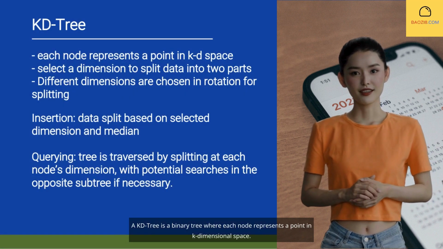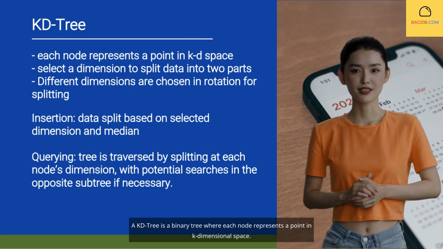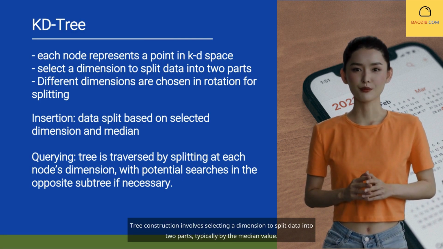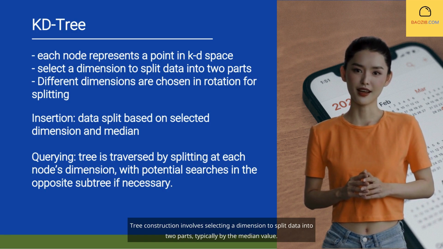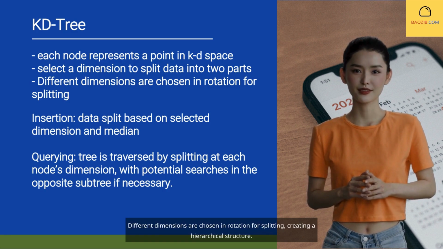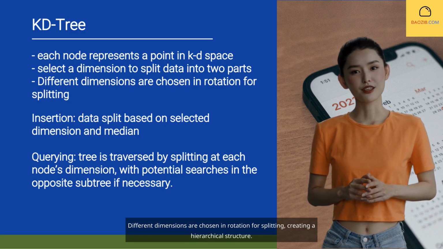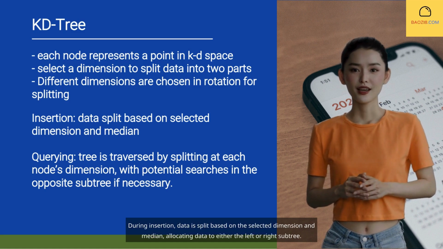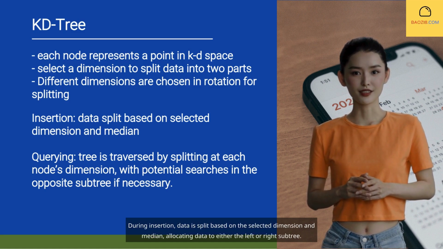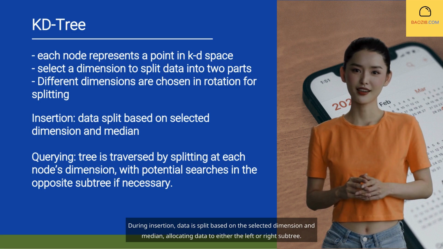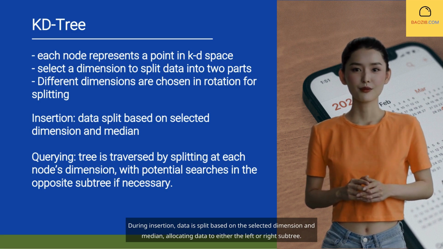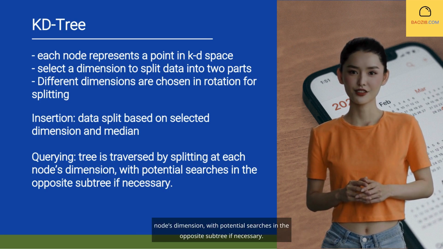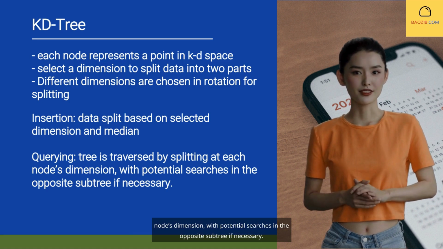A KD tree is a binary tree where each node represents a point in k-dimensional space. Tree construction involves selecting a dimension to split data into two parts, typically by the median value. Different dimensions are chosen in rotation for splitting, creating a hierarchical structure. During insertion, data is split based on the selected dimension and median, allocating data to either the left or right subtree. For querying, the tree structure is traversed by splitting at each node's dimension, with potential searches in the opposite subtree if necessary.